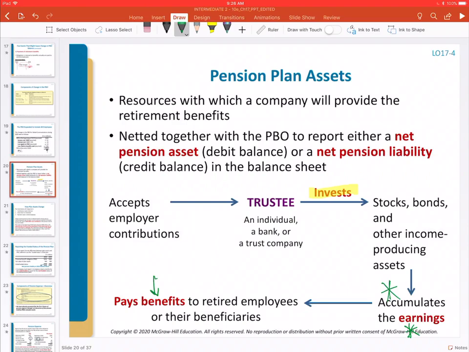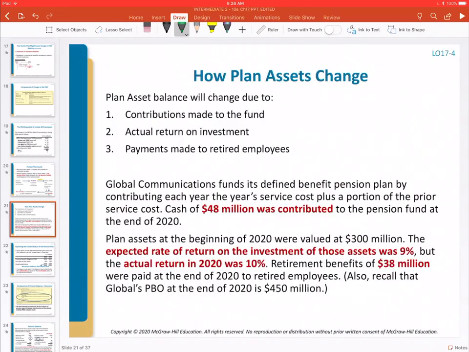Just like the projected benefit obligation had a few different scenarios that over time change the balance of what the liability is, the asset balance is also going to change. So in what situations is the plan asset balance going to change? Number one, when we make cash contributions to the fund.